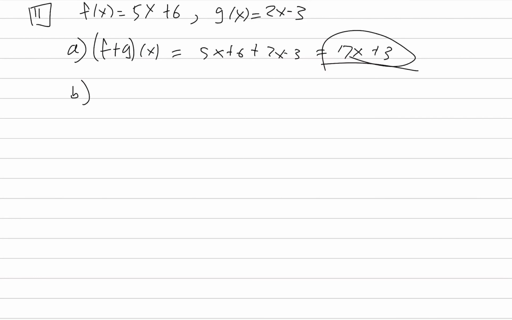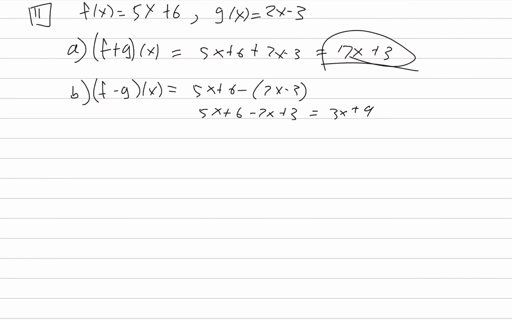In part B, subtract. So when we subtract, make sure to keep parentheses. So we have 5x plus 6 minus 2x minus 3, 5x plus 6 minus 2x plus 3, which is 3x plus 9. And for this function also, the domain is all real numbers, right? It's just a linear function.